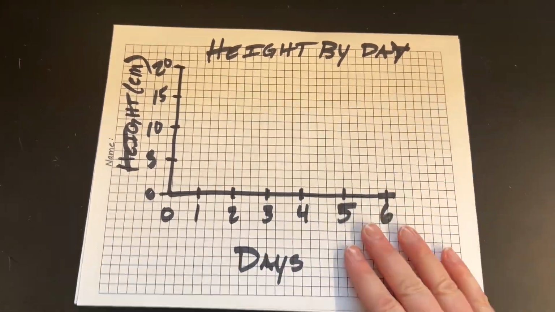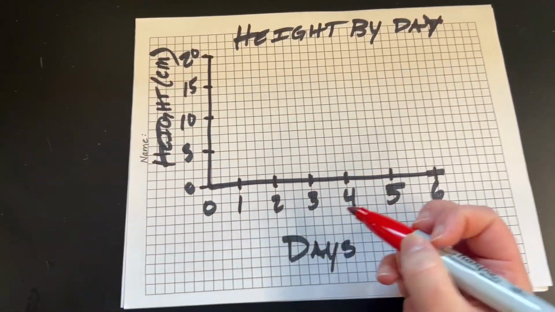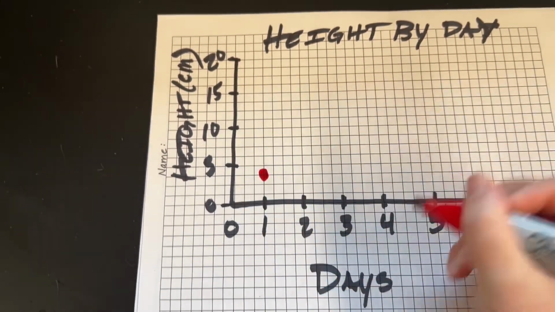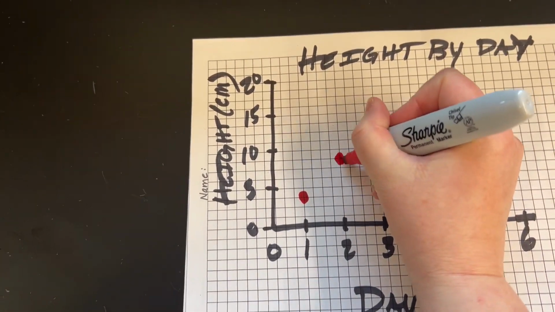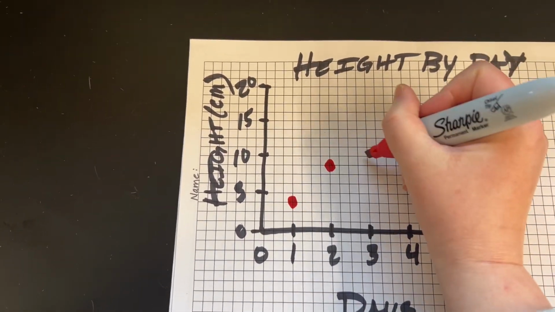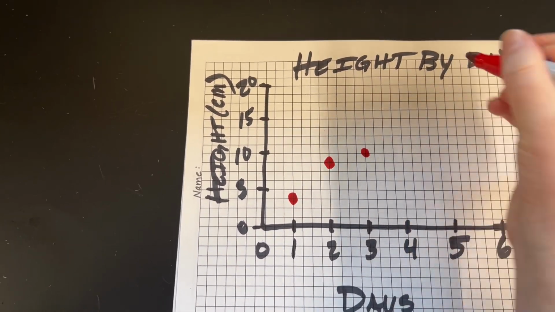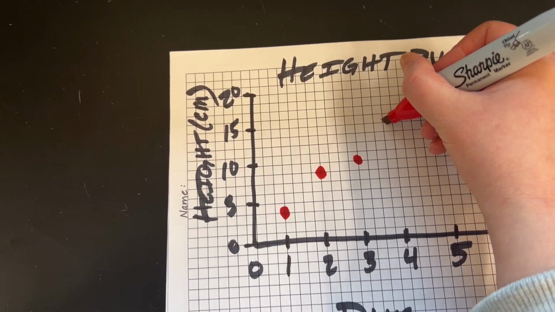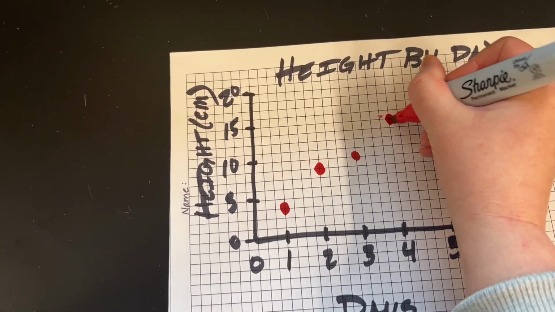I have the title at the top. Now, this is where I can start to graph. So on day 1, the height was 4 centimeters, so I'm going to put a thing here. On day 2, it was 9 centimeters, I'm going to put a thing here. On day 3, it was only 10 centimeters, I'm going to put a thing here. On day 4, it was 15 centimeters. See what I'm doing? There we go, put a thing there.